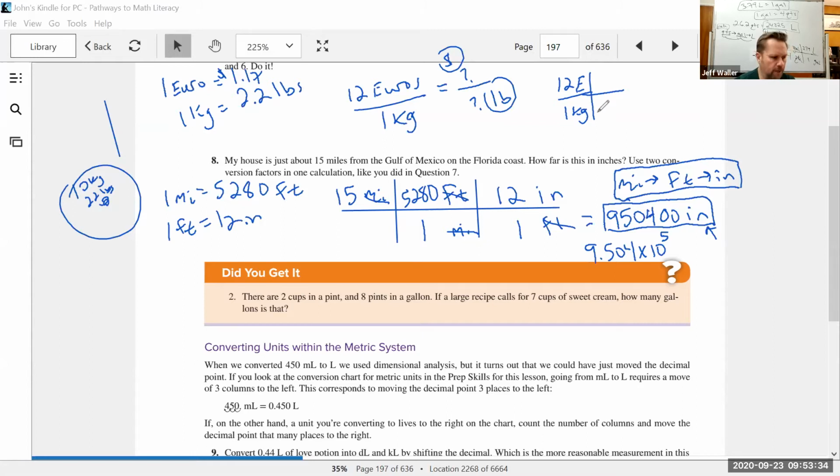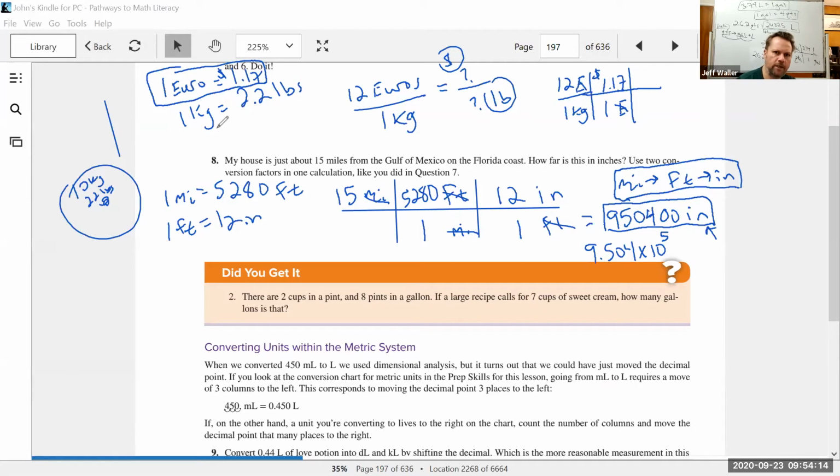I don't want euros and kilograms. So who do you want to kill first? Do you want to kill euros or do you want to kill kilograms? Euros? Okay. So where would I put euros? I've got the conversion for euros and dollars. Where would euros go? On the bottom right there, so that they'll kill each other. And up here, I can put dollars. $1.17 for every euro, right? So the top is dollars now, but the bottom is still kilograms.